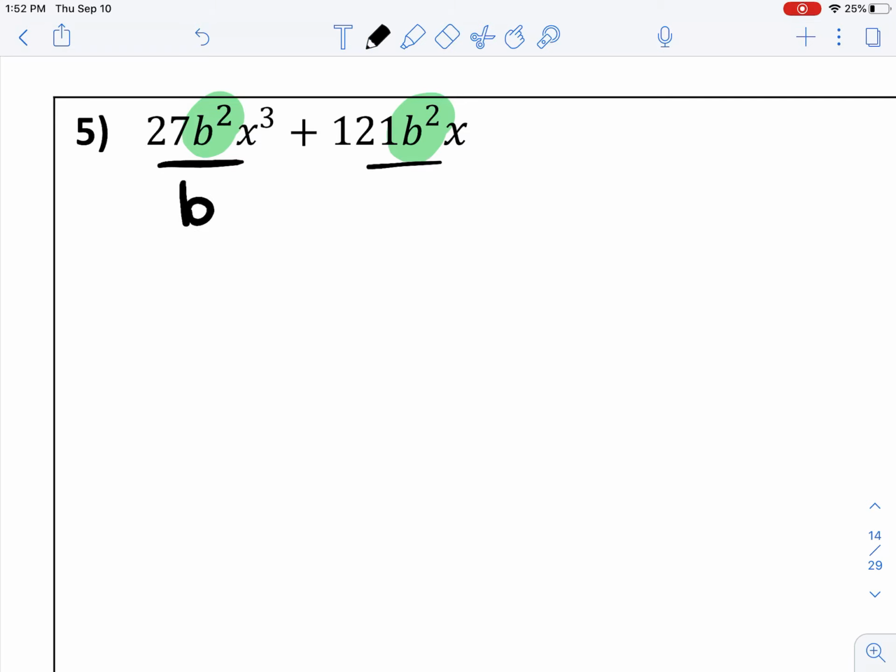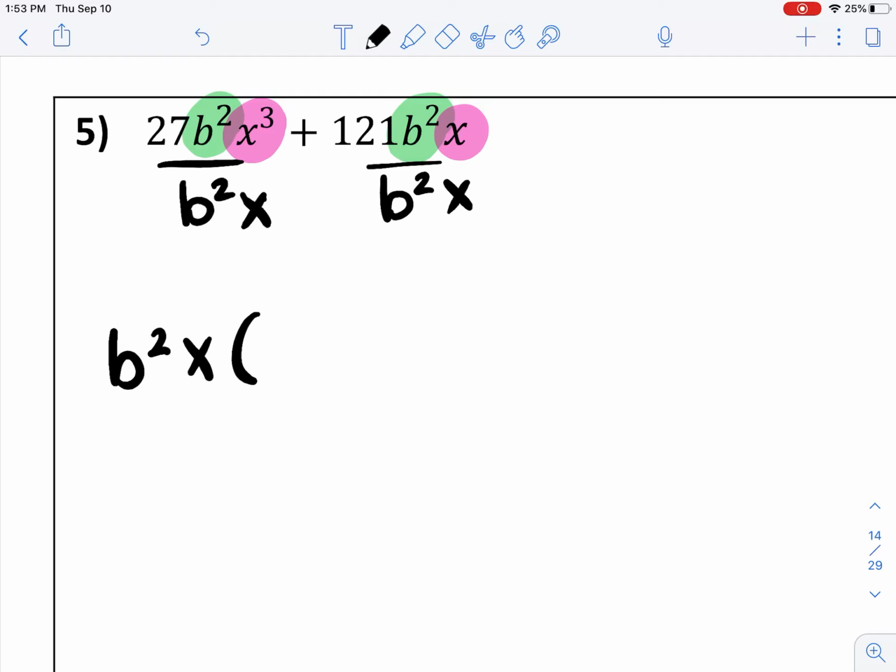So the only thing I can pull out of here is b squared. Oh, and they also share an x. Didn't see that at first. We've got an x in this one, x to the third in this one. So I can only pull out one x because that's my smaller exponent. So I pull out b squared x.